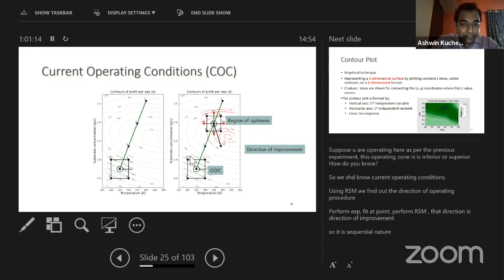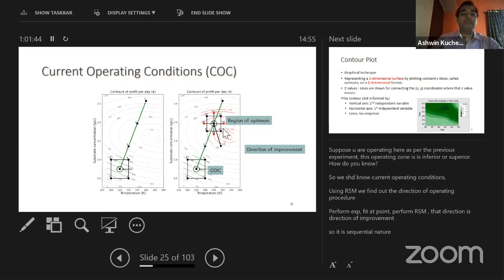So if this is the current operating condition where I was earlier working, then after analyzing the experiment, I came to know that the values were 500, 550, 600, 700, and then 735. Means the values are increasing. Means this is the direction of improvement where I should actually perform the experiment, in this direction from the current operating condition to the region of optimum.